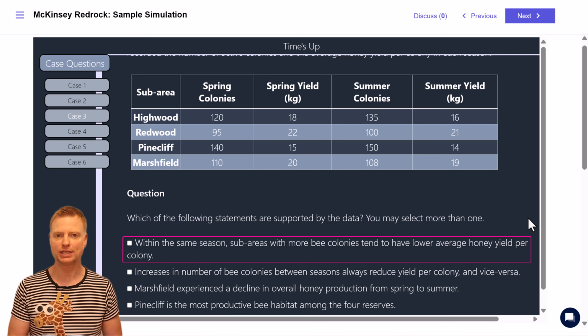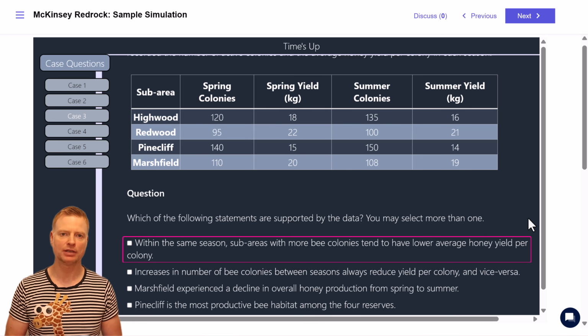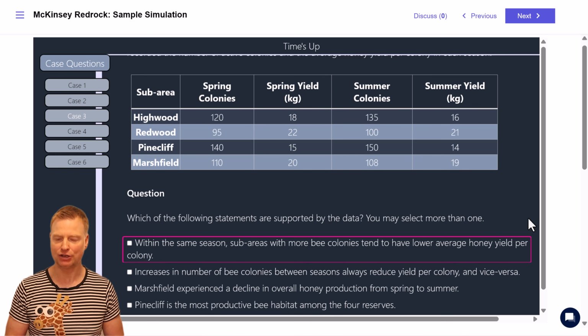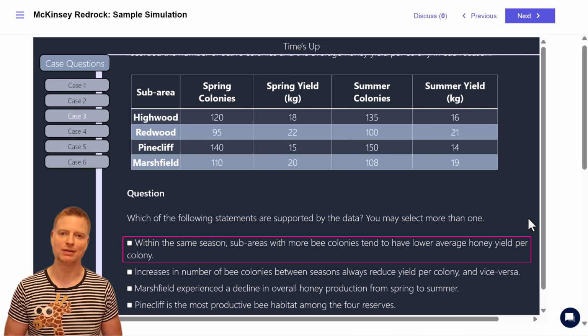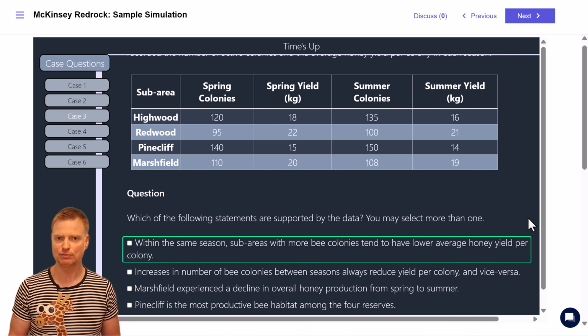We need to run the same check on the summer figures. The smallest colony is in redwood, producing 21 kilos of honey. Then it is Marshfield with 19 kilos. The 135 colonies in Highwood produce 16 kilos. And the 150 colonies in Pinecliff only 14 kilos of honey. We conclude the first statement is true. Let us move on to the second statement.